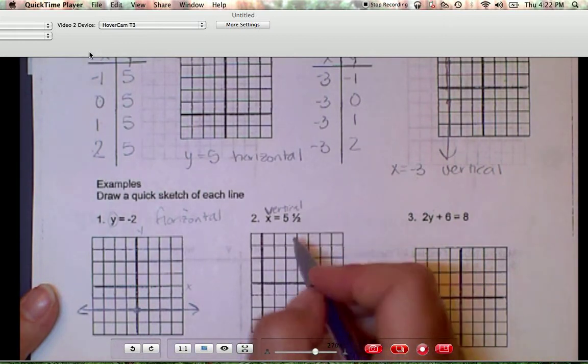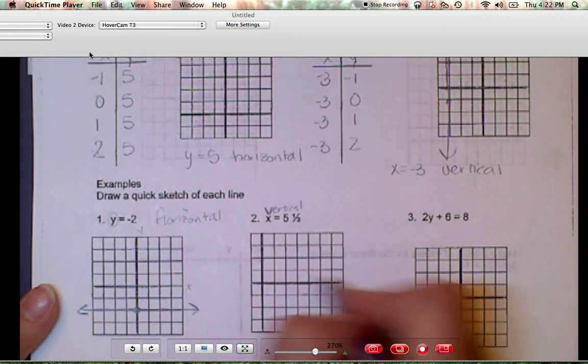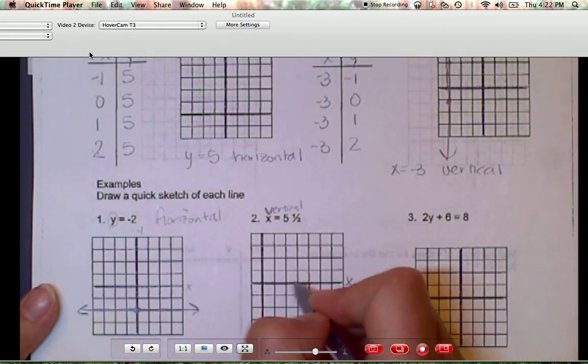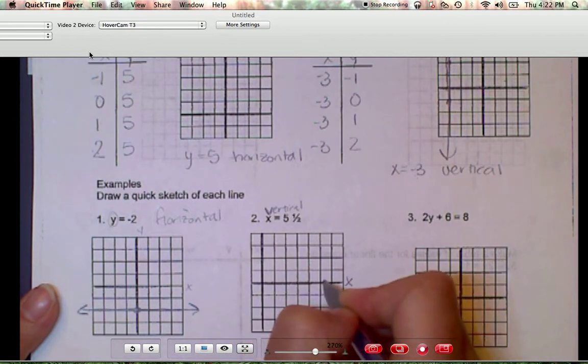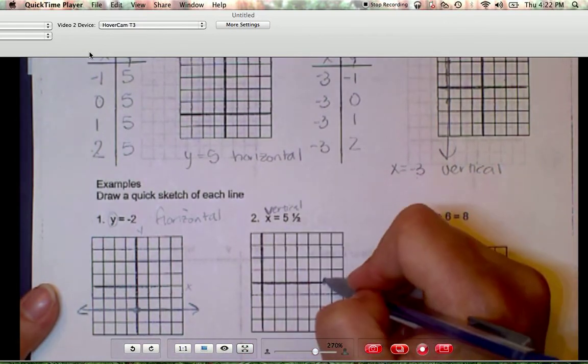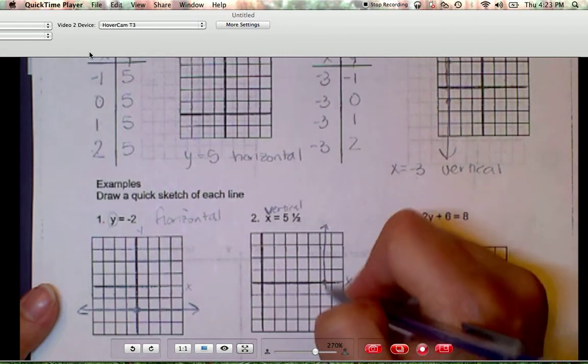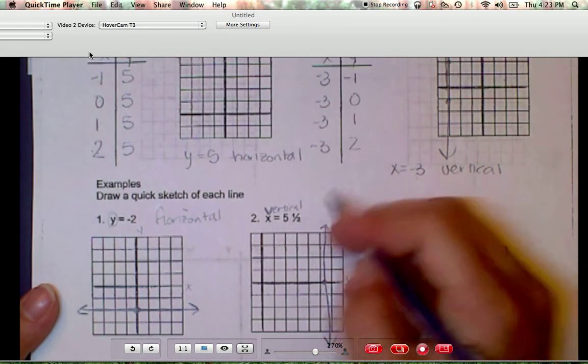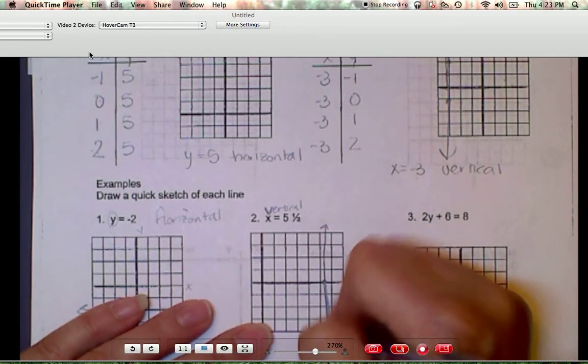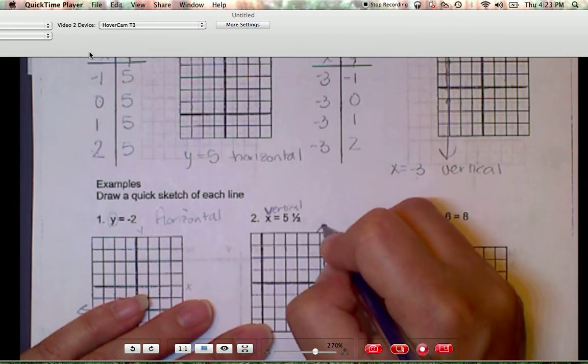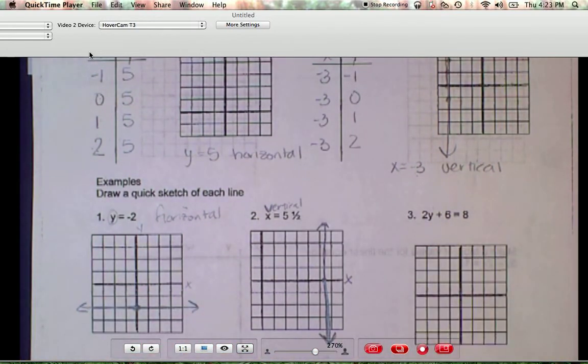If x equals 5.5, think the v that you can slide down into the top of that. And so we know x equals 5.5. Find where x equals 1, 2, 3, 4, 5.5, and you just draw a vertical line through it. No tables anymore for these. No tables for these at all. Okay, you need to memorize x equals a vertical, y equals a horizontal.